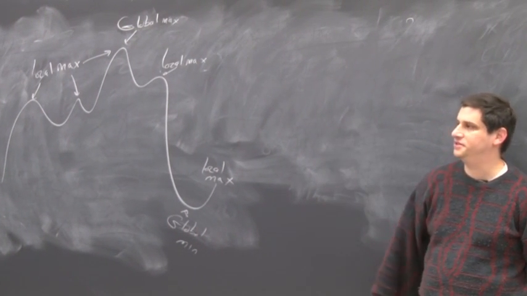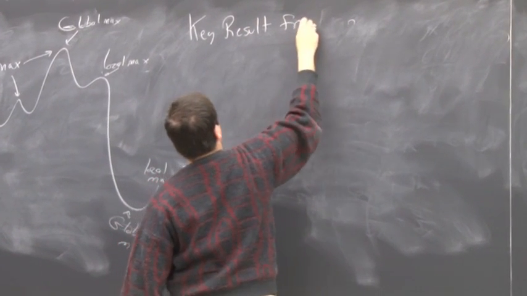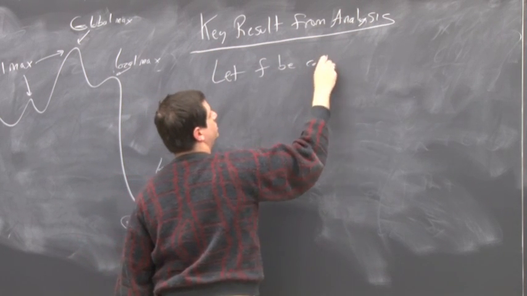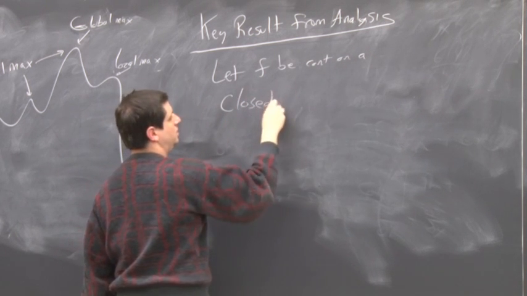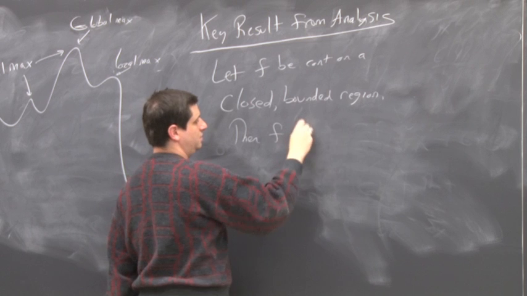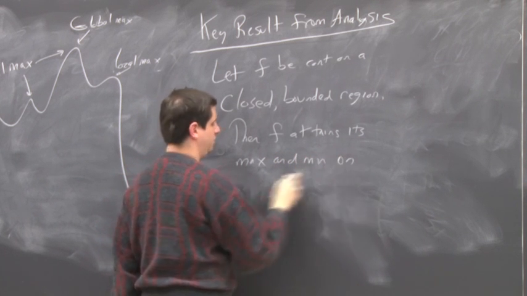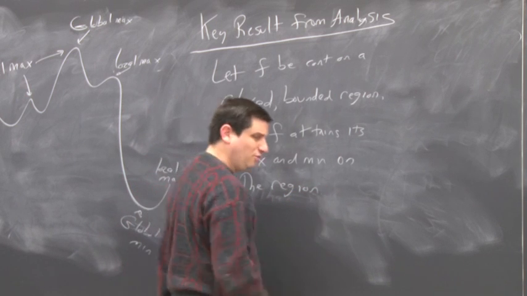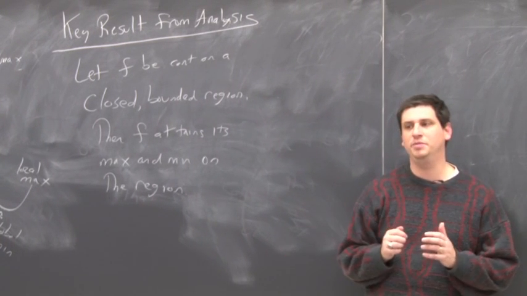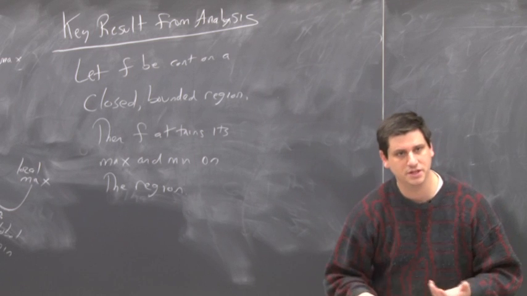And the question is, how do we find these? So there's a wonderful result. This is the key result from analysis. Let f be continuous on a closed bounded region. Then f attains its max and minimum on the region. I'm not really going to specify what closed means. The technical definition is a set is closed if its complement is open. For us, think of closed as an open set that includes its boundary. So if you want, think of a ball, think of an ellipse, something like that.